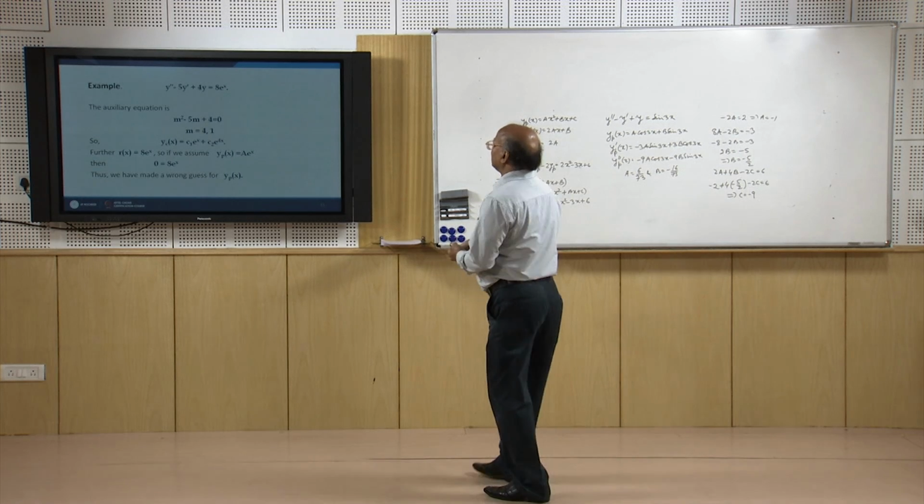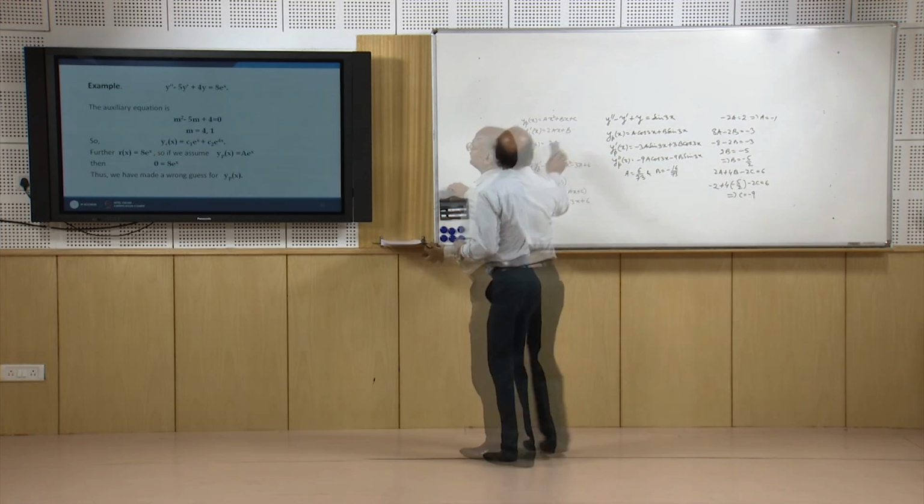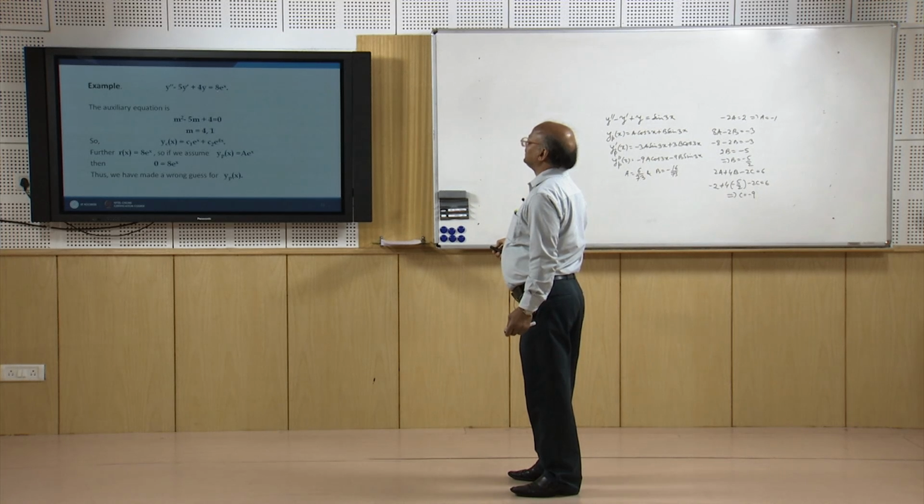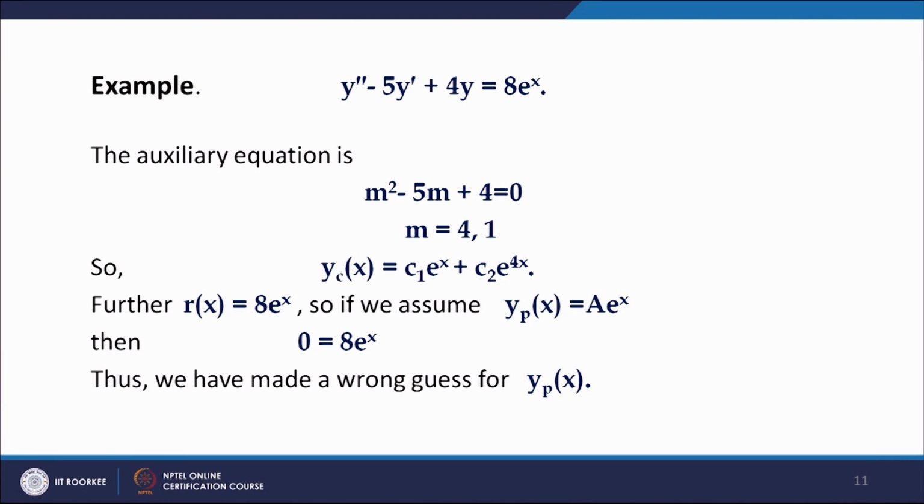So, let us take up this problem. y'' − 5y' + 4y = 8e^x. Here we can write the auxiliary equation as m² − 5m + 4 = 0. So, we get two values of m which are 4 and 1, they are distinct values. So, the complementary function we can write easily, y_c(x) = C1 e^x + C2 e^(4x).